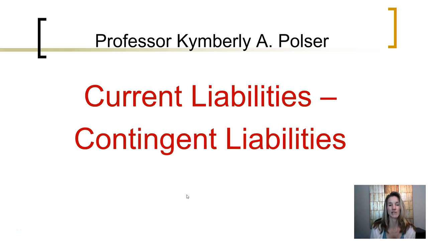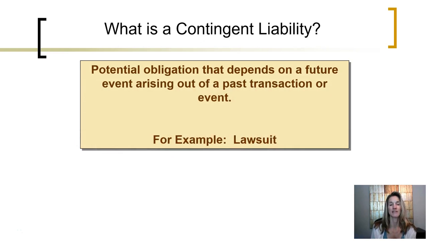This video will discuss contingent liabilities. A contingent liability is a potential obligation that depends on a future event arising out of a past transaction or event. The best example is a lawsuit. A lawsuit is a potential obligation. In other words, a company may have a lawsuit brought against them in the future due to something that has happened in the past.